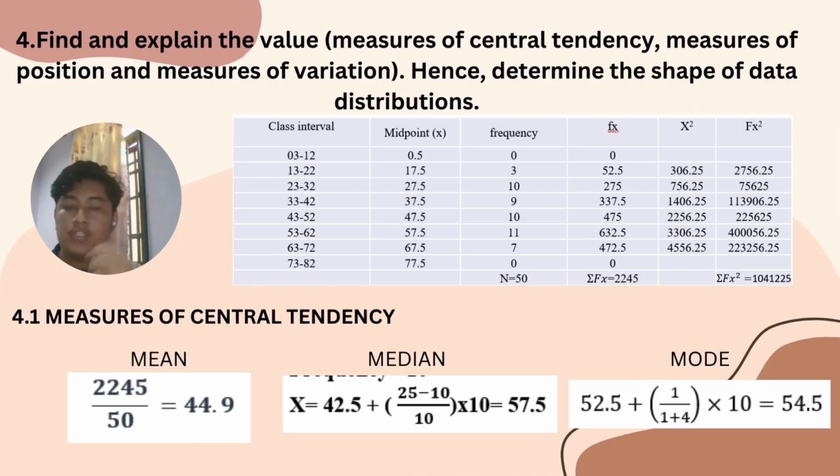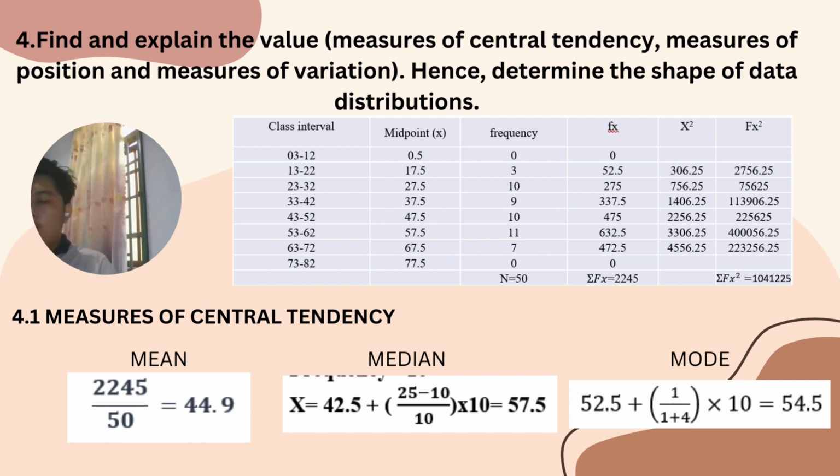So, for question number 4, find an example of the value, measure of central tendency, measure of position, and measure of variation. Hence, determine the shape of the data distribution. For 4.1, that is the measure of central tendency for the distribution. To find it, you must find the frequency of the class, the midpoint of a class, and the total number of entries in the sample, which is n.